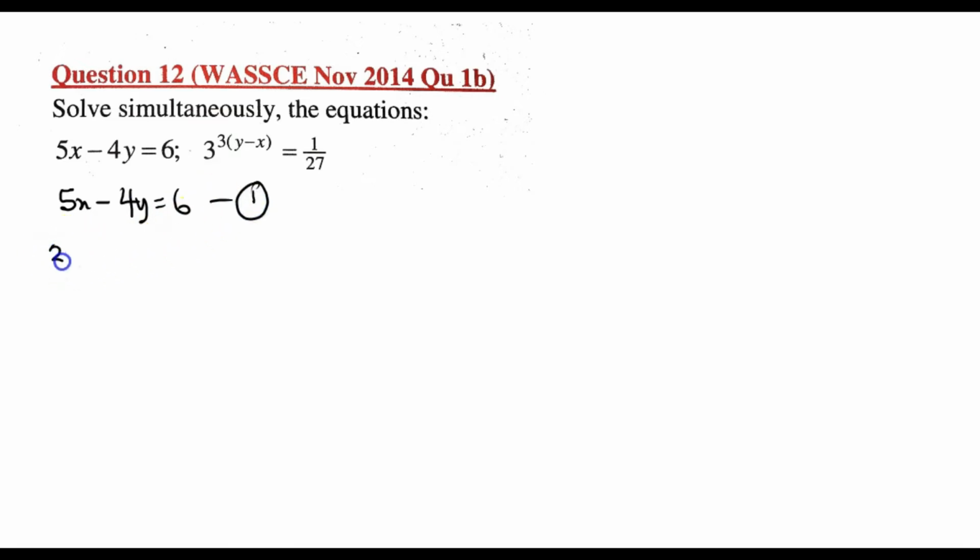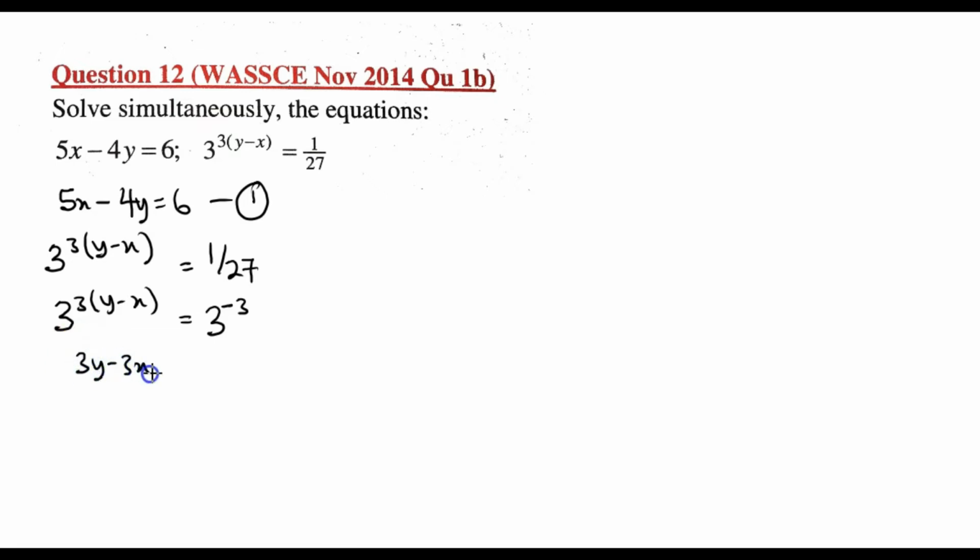With respect to 3 to the power 3 into brackets y minus x, which is equal to 1 on 27, we need to write them to a common base on both sides of the equation, and then do away with the base and work with the power. So that is going to give us 3 to the power 3 times (y minus x) equal to 1 on 27, which can be written as 3 to the power negative 3. Now that the bases are the same, we are left with 3y minus 3x equal to negative 3. And in this case, that can be equation 2.